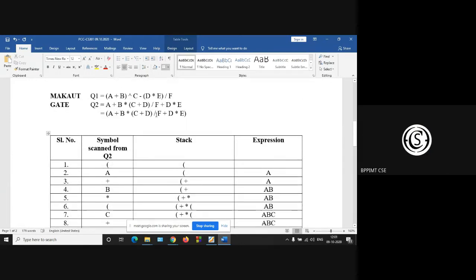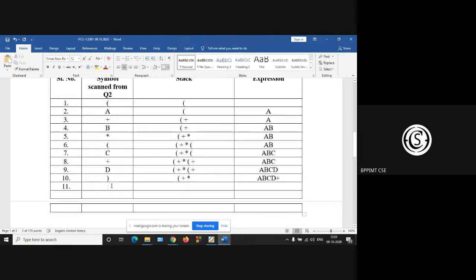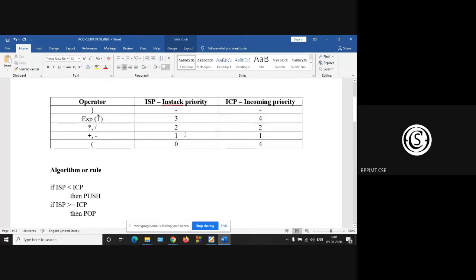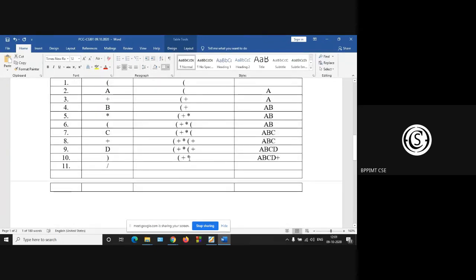Number 11. So this is division. Now for division, the incoming priority is 2, and this is the multiplication at the top. So what will be the scenario? This is the main trick. Priority is equal, yes, equal.